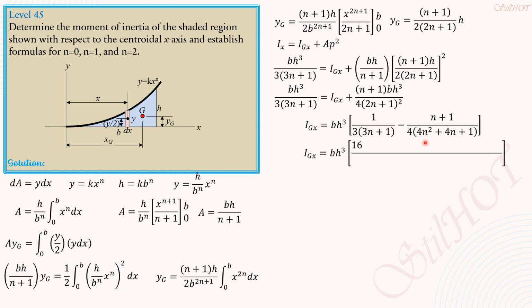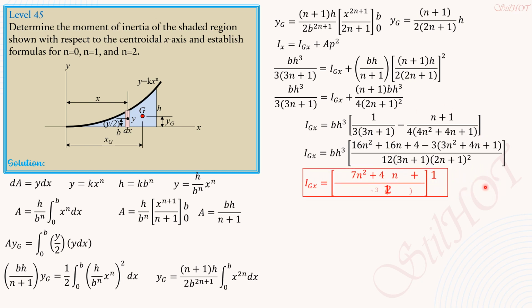Then we have Igx equals bh cube over 12 quantity 3n plus 1 quantity 2n plus 1 square, times 4 times 4n square plus 4n plus 1, which is 16n square plus 16n plus 4, then minus 3 times 3n square plus 4n plus 1, since 3n plus n is 4n, and 1 times 1 is 1. That's simply algebra. I hope you can follow that. So Igx: 16 minus 9 is 7n square; 16n minus 12n, so plus 4n; 4 minus 3 is 1. So therefore, Igx is 7n square plus 4n plus 1 times bh cube over 12 quantity 3n plus 1 quantity 2n plus 1 square. So that's the general formula.